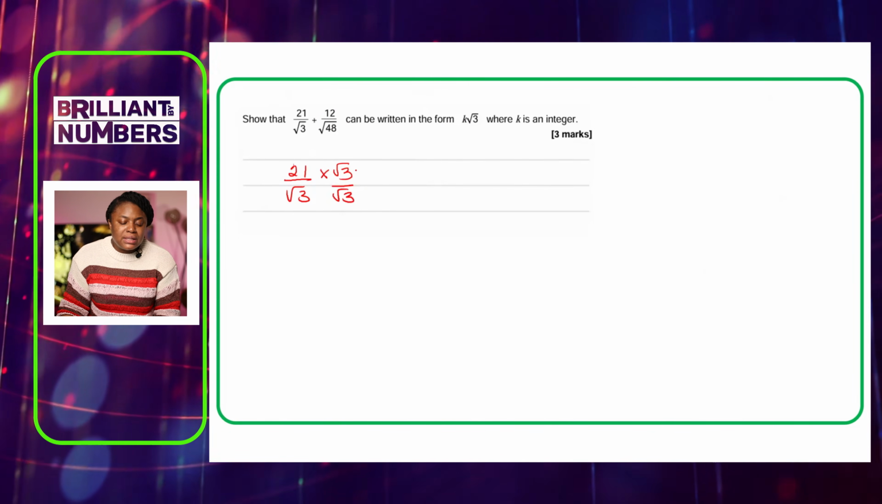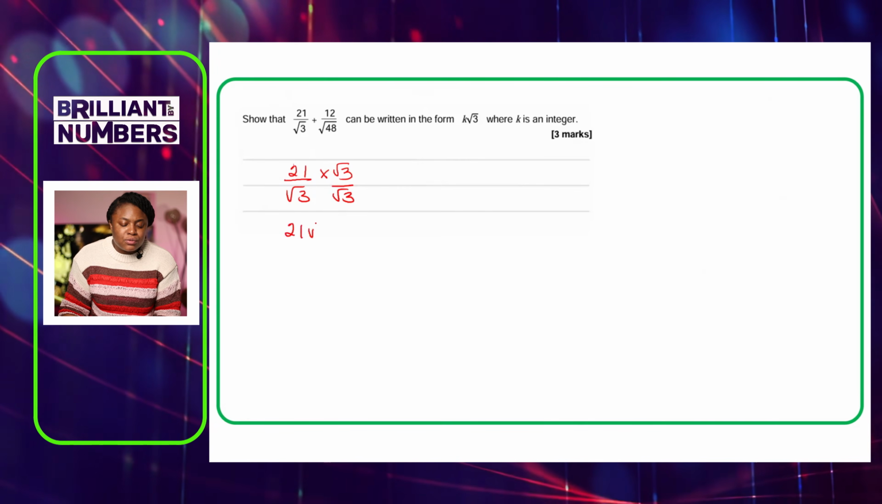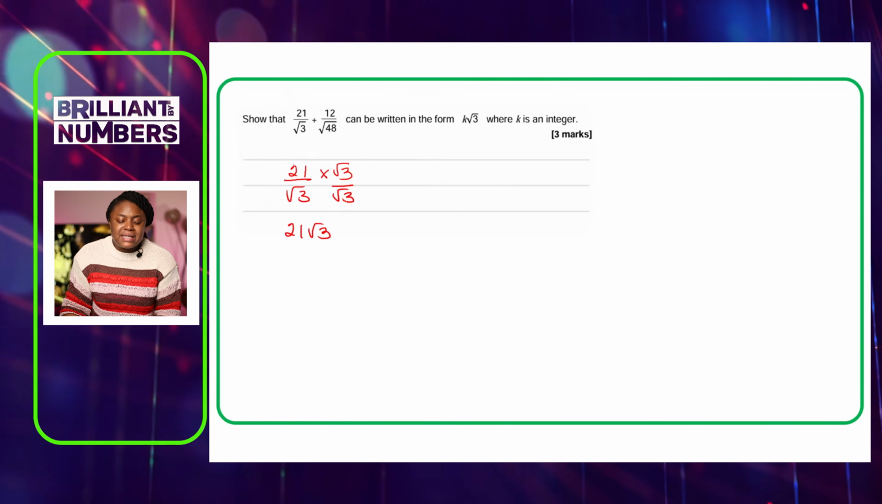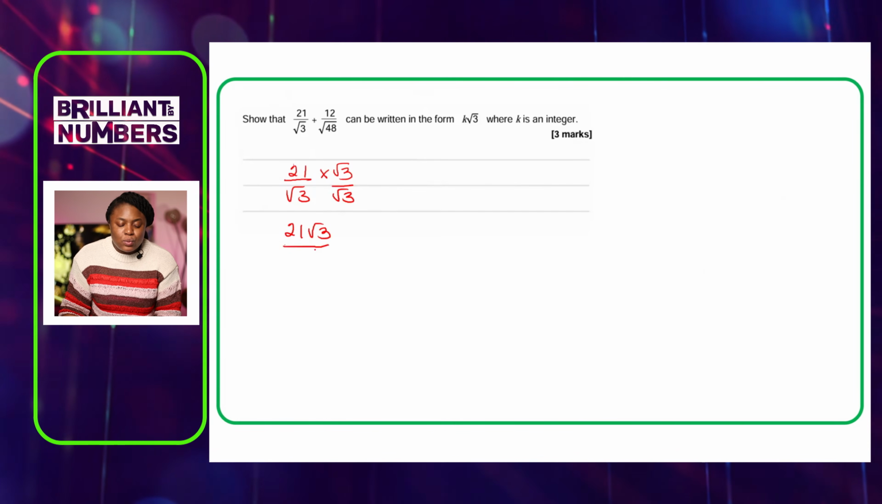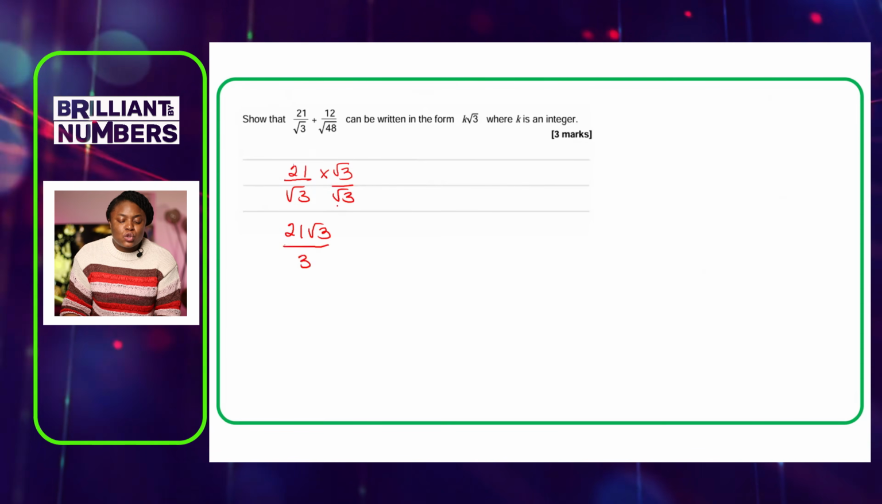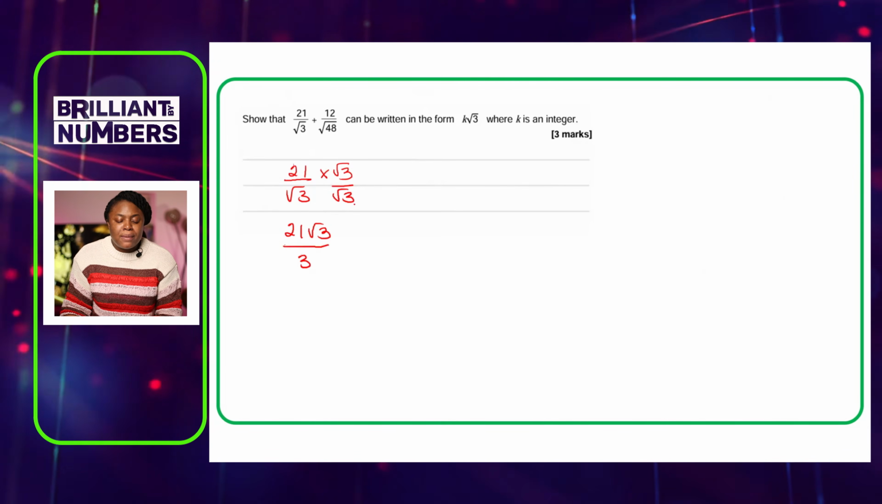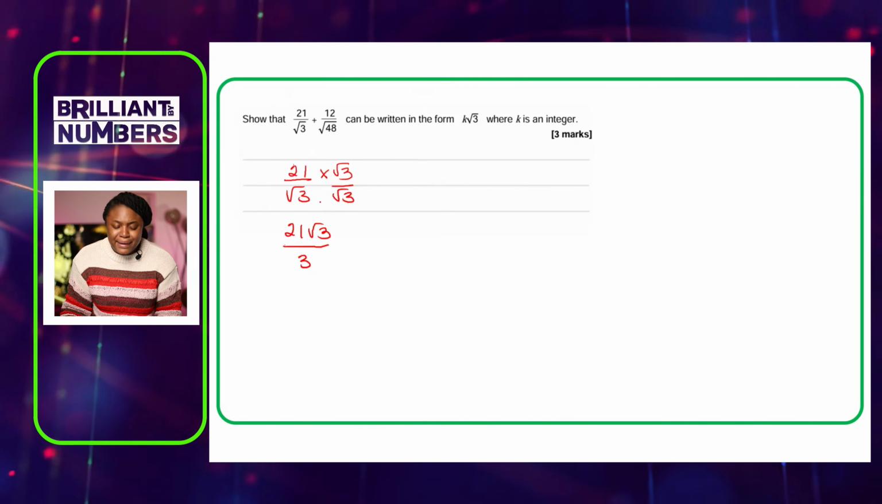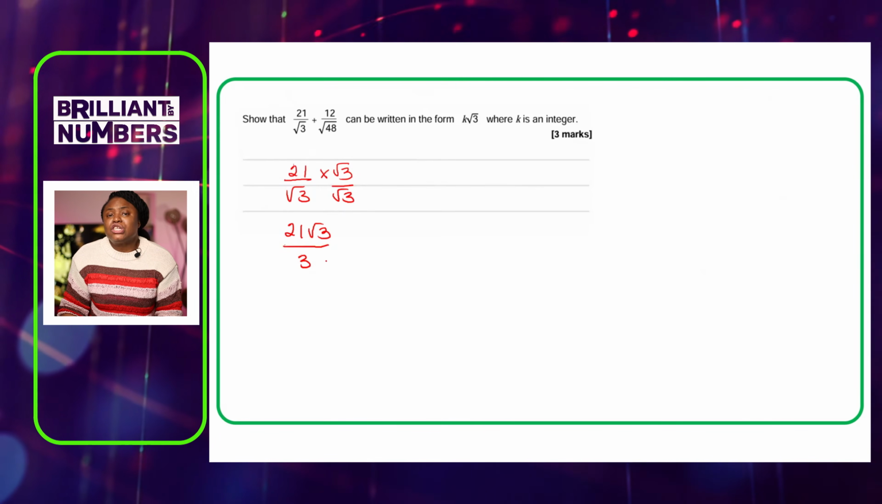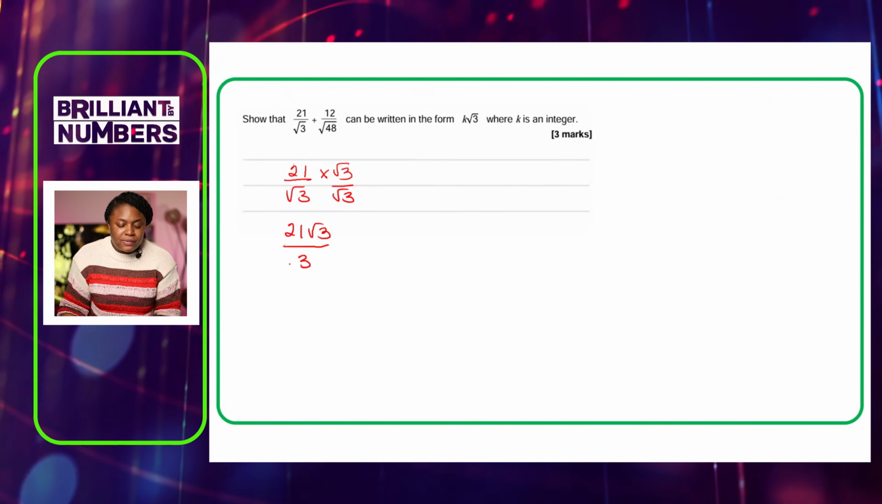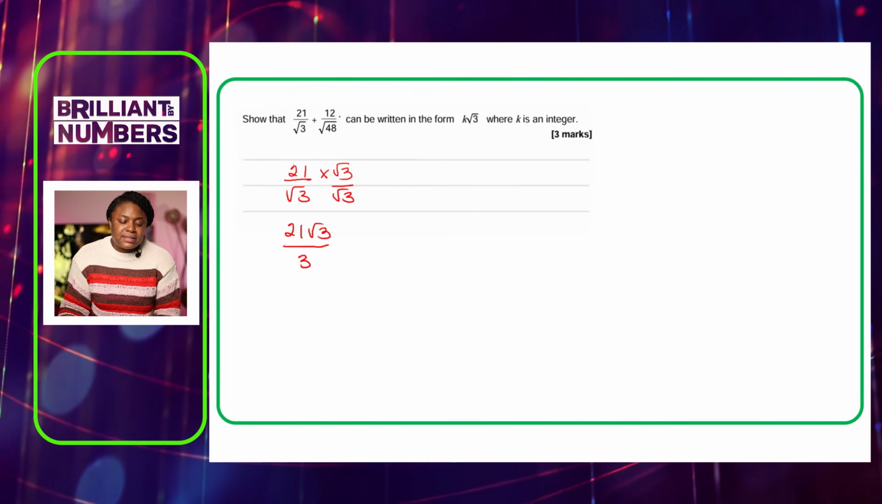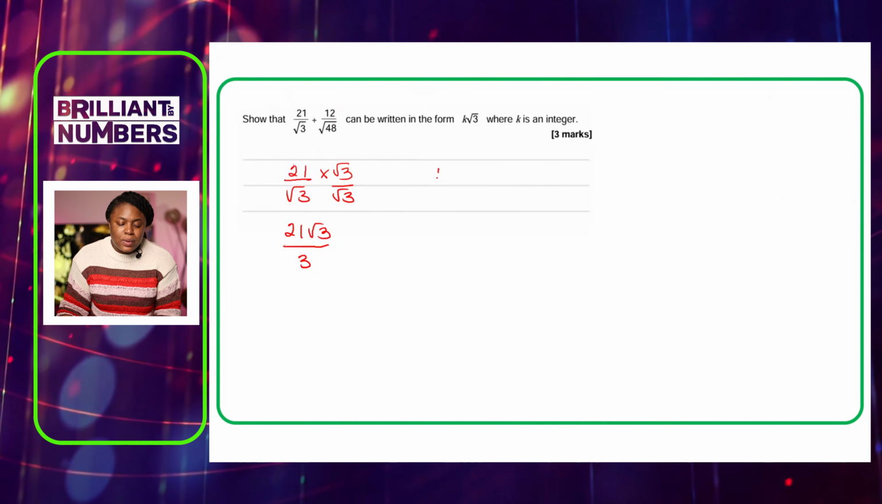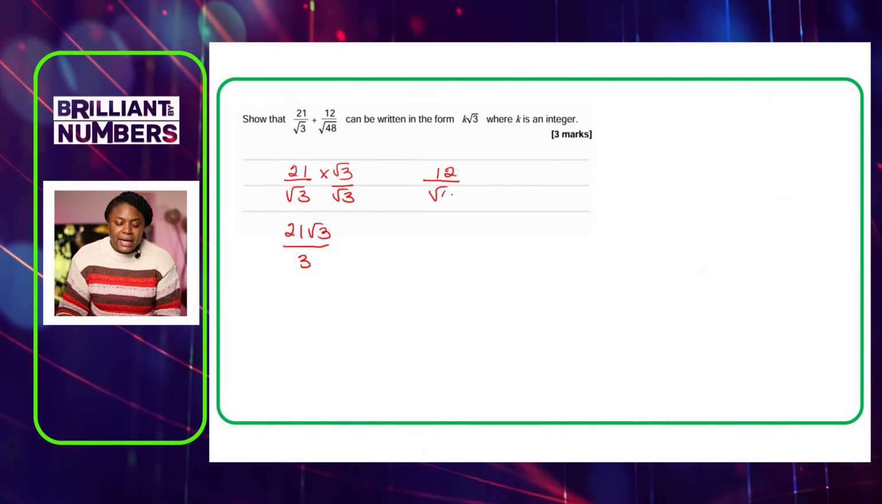So 21 times root 3 is 21 root 3. And root 3 times root 3 is root 9, which is just 3. Remember, square root of 9 is 3. So when you are multiplying two roots that are the same, then the answer is just a number without the root. So we've simplified that part. We now need to simplify the other part, which is 12 over root 48.